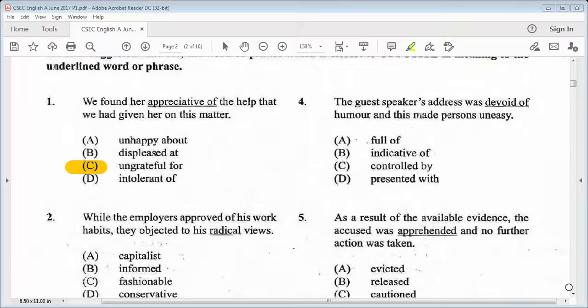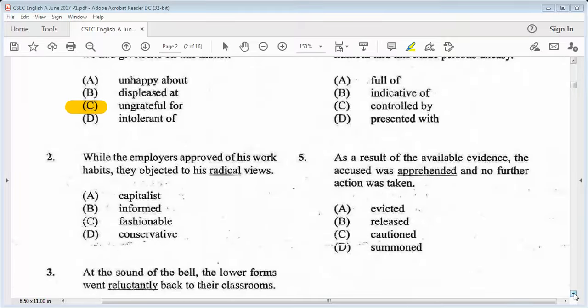Let's go on to number 2. While the employers approved of his work habits, they objected to his radical views. Is it A, capitalist, B, informed, C, fashionable, D, conservative? We know radical, they are extremists. So the opposite would be D, conservative. This is another one that has been repeated.